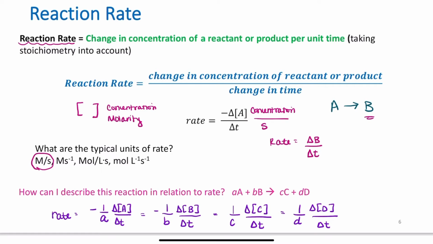The rate is negative 1 over a times change in concentration of A over change in time. The reaction rate with respect to reactant B is negative 1 over b times the change in concentration of B over change in time. The reaction rate with respect to product C is 1 over c times the change in concentration of C over change in time, and the reaction rate with respect to product D is 1 over d times the change in the concentration of product D over change in time.